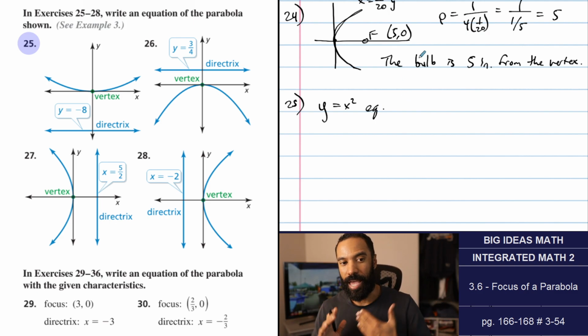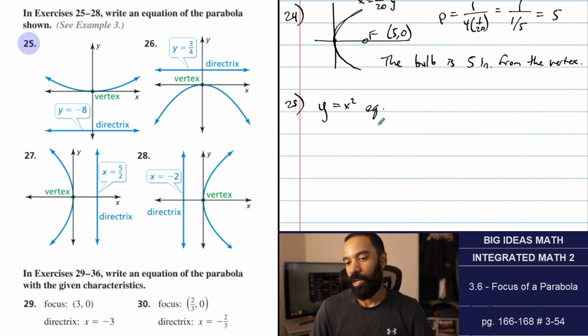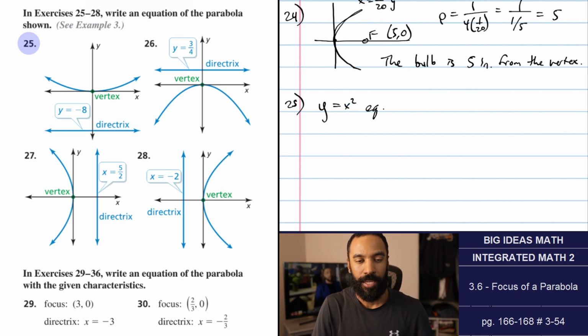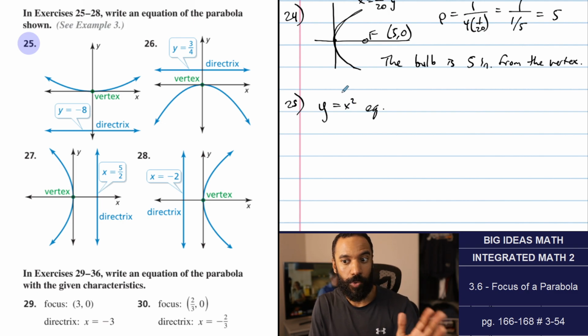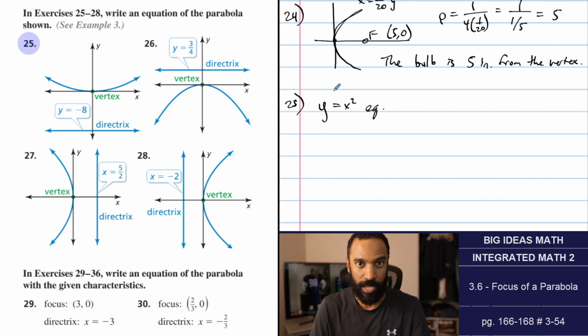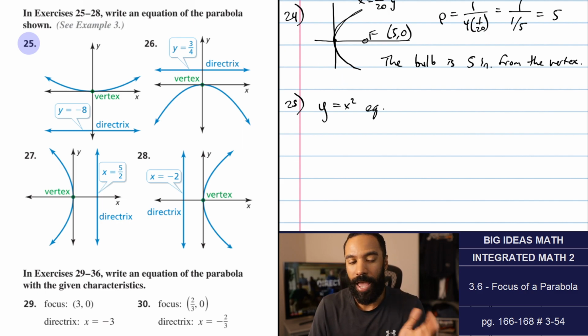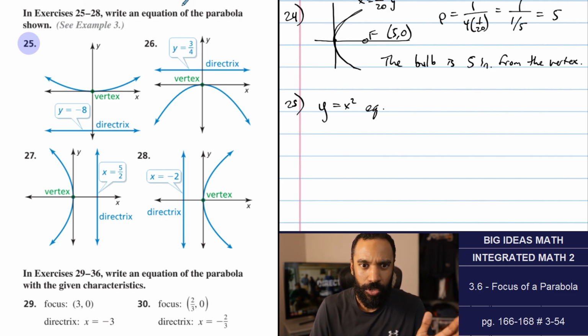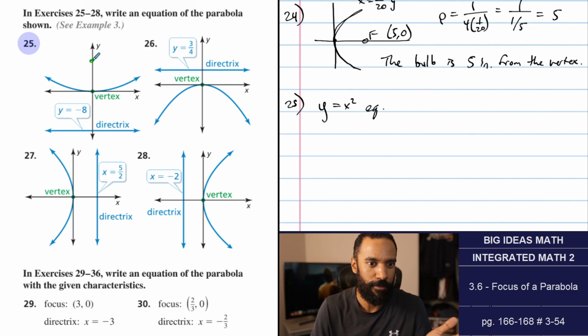All we need to do is find a. We need to find out a. So a is based off of p. Now, y equals x squared, I literally mean it's a positive x squared. It's not negative x squared. If it's the other way, I'm going to say y equals negative x squared. But a is a positive number here. And p, I can make positive based off your focus being here.